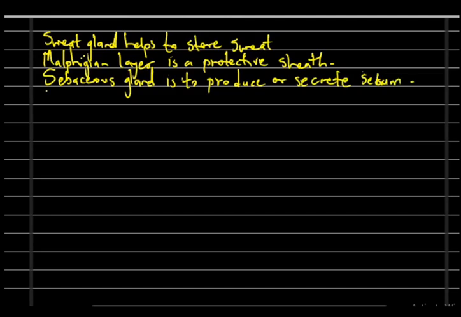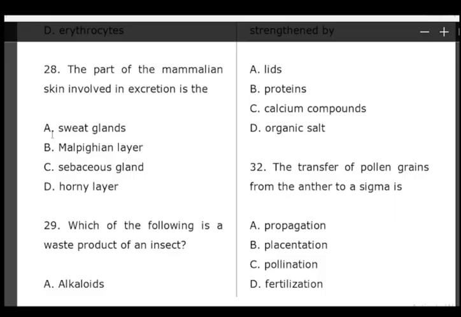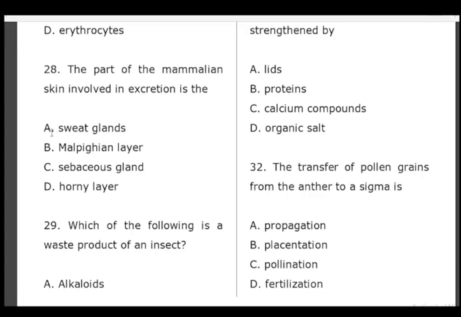And then we have the last one to be the horny layer. The horny layer is responsible for controlling water loss to the surrounding. That is what the horny layer is talking about. So the actual one that is responsible for acting as an excretory organelle is the sweat gland. The answer to the question is sweat gland. That is question 28, option A.